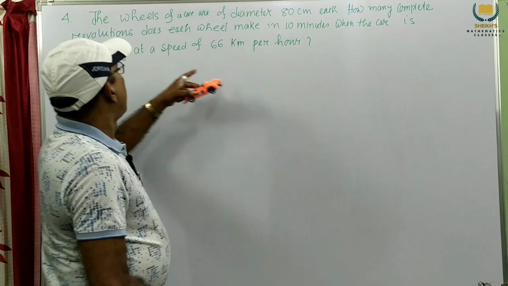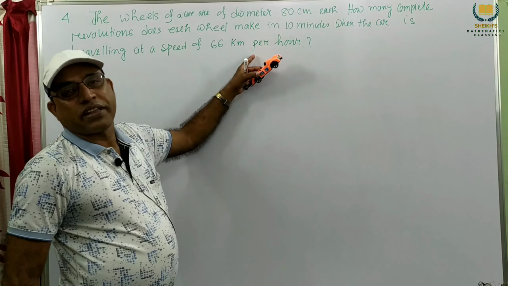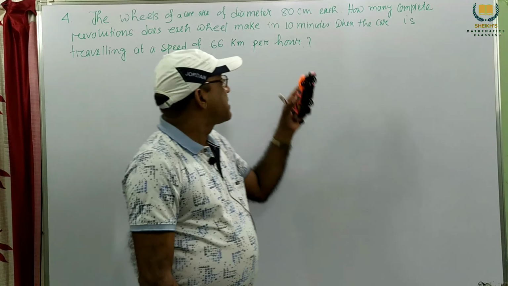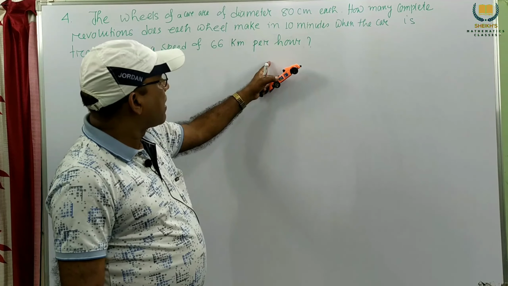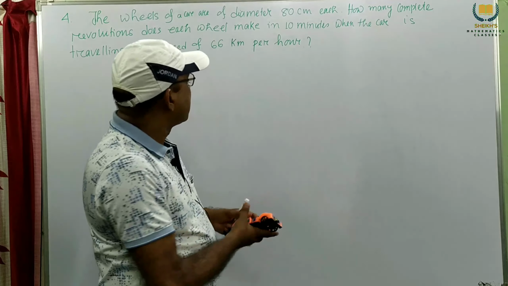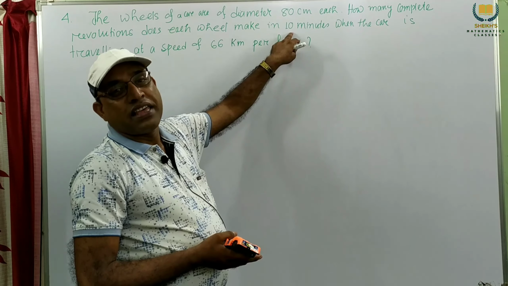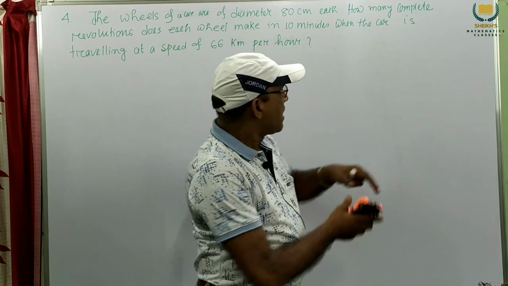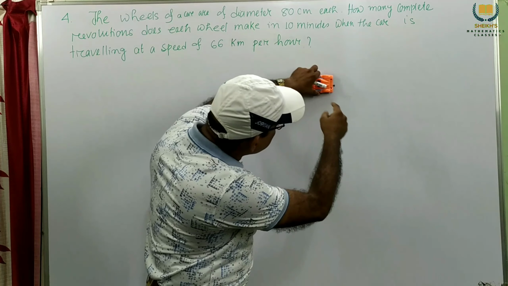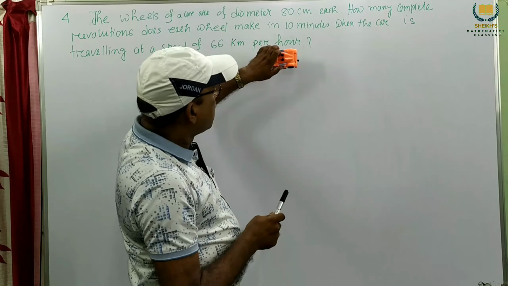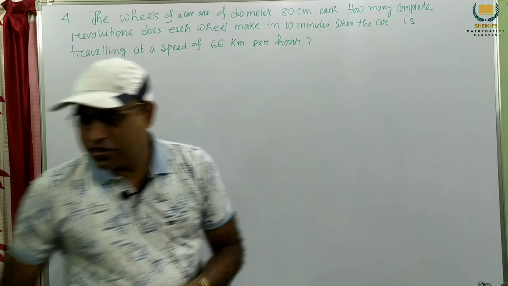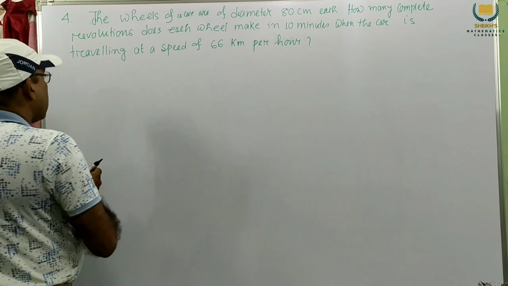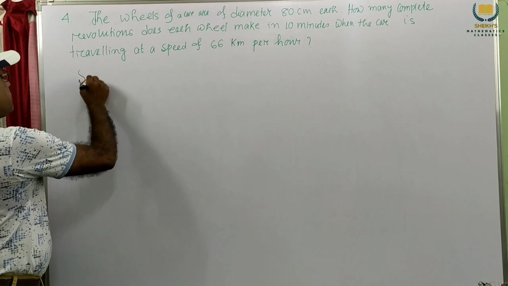So, speed is 66 kilometer. In 66 kilometer per hour, the car travels 10 minutes. In 10 minutes, we get some distance. Now the wheel, how many complete revolutions? We have to find how many complete revolutions of the wheel. So first we consider the wheel. Now the solution starts.